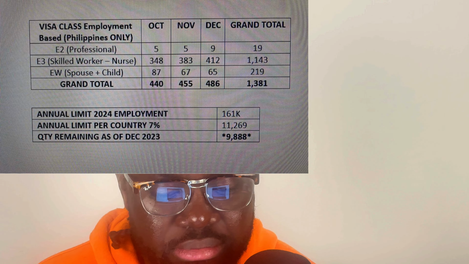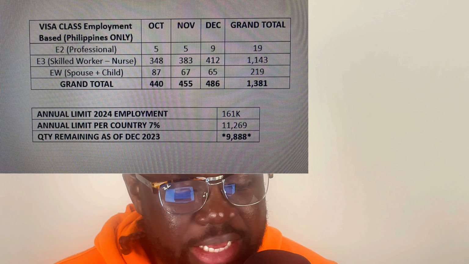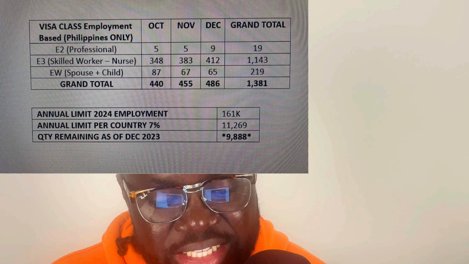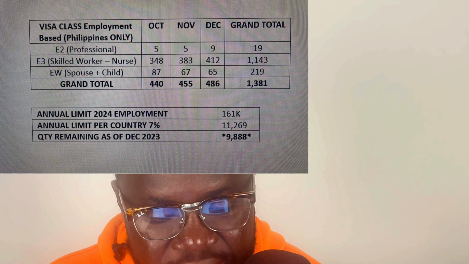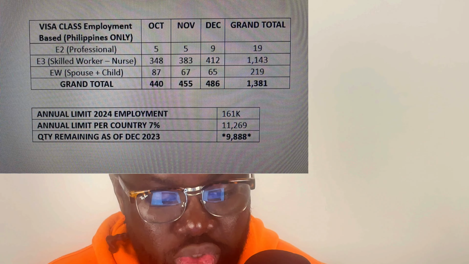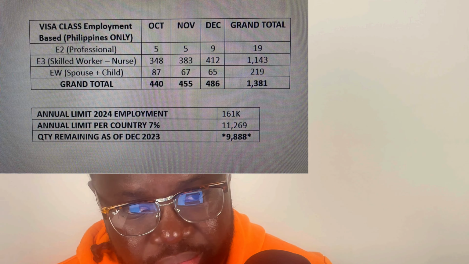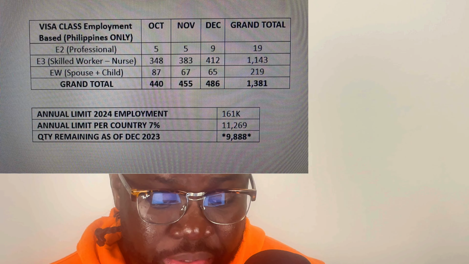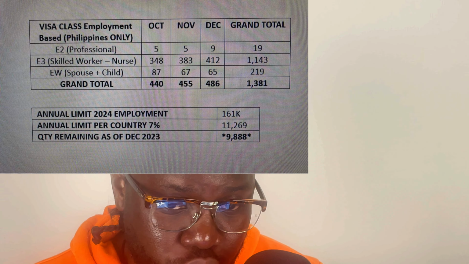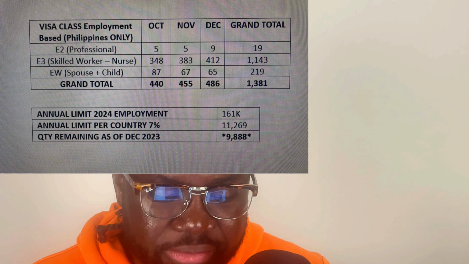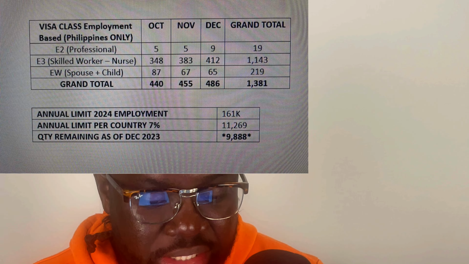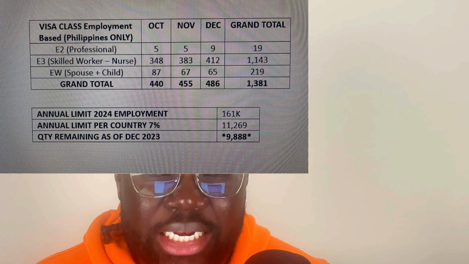Now, remember what I said about the per country limits under the definition by the USCIS. The annual limit per country is 7%. That means Philippines, if you're giving 161K, Philippines has 7% of the 161K. That means they have 11,269 visas to give to Philippines who fall under the employment-based category. Now, again, this is only under employment-based category. So if the 2024 limit is 161K, Philippines is liable to 7% of the 161K. That means 11,269. Pardon me if my math is wrong.